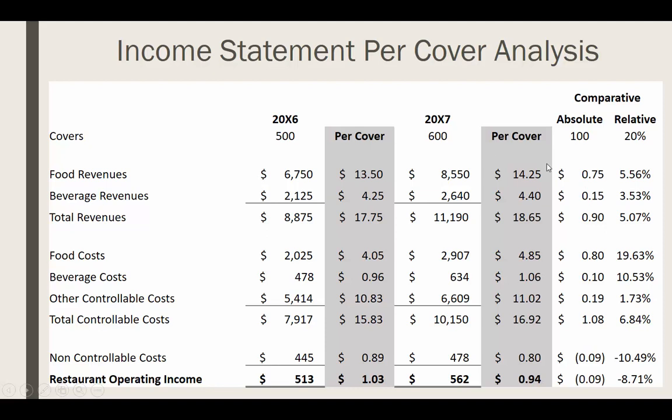So all we're really doing when we're doing a per unit analysis, a per cover analysis, is we're doing the absolute and relative change again. Okay?